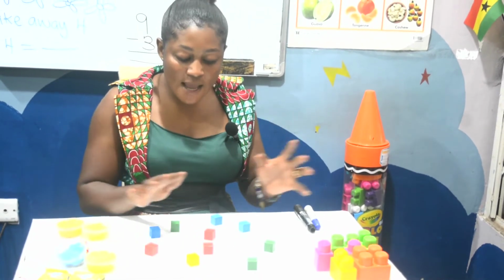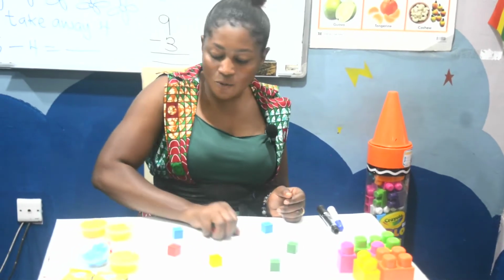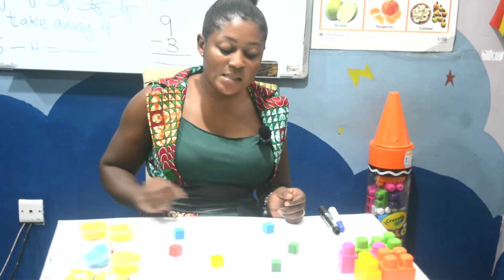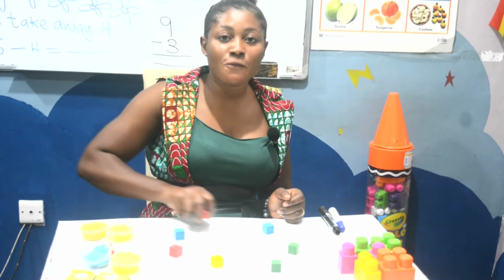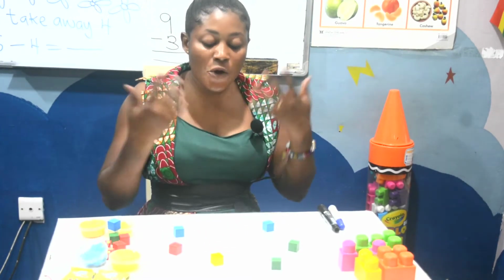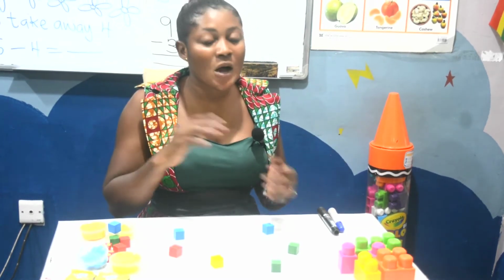I was playing with 10 playing cubes, and then all of a sudden 4 of them got missing. So that means 10, take away 4. I've taken away 4 from the 10. Okay. So the remaining will be what? Or how many will be left? So now let's count how many will be left.